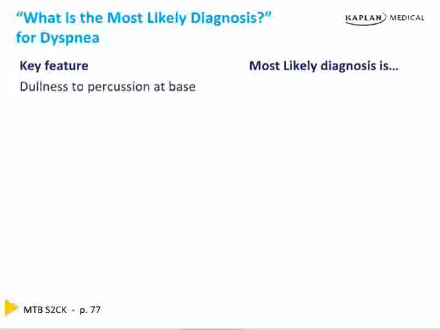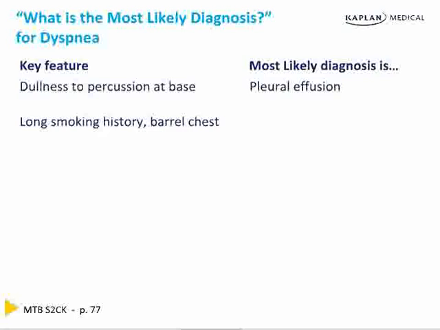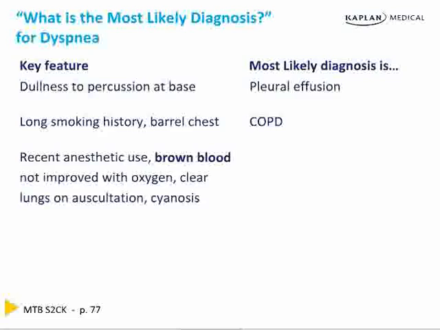Now, when you see dullness to percussion at the bases, and you have a massive pleural effusion, any pleural effusion that's so severe that it actually impairs breathing has to be drained out. What's the indication for the chest tube? Pleural effusion impairing breathing. Ooh, long smoking history, but besides that, the barrel chest, people have COPD and emphysema. And if you have some brown blood.